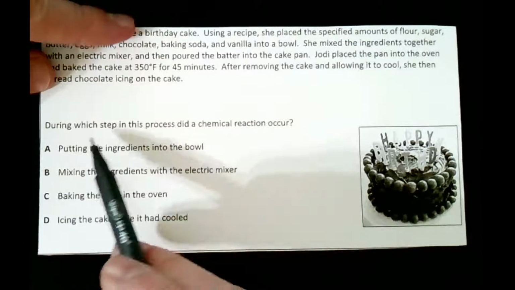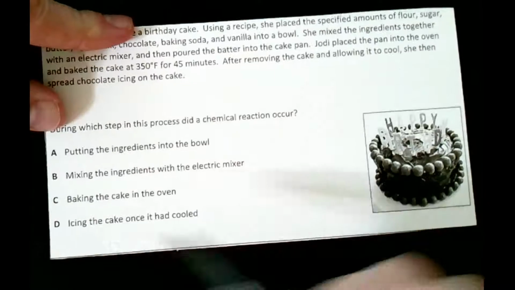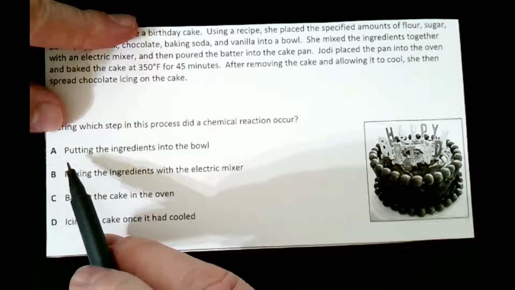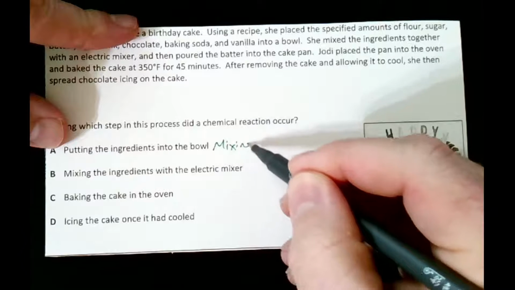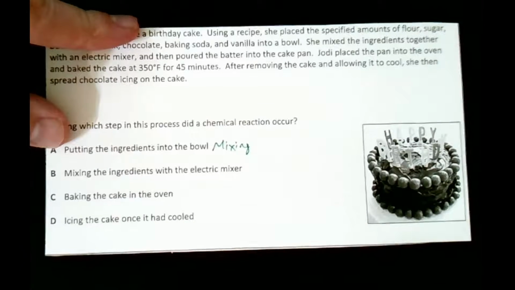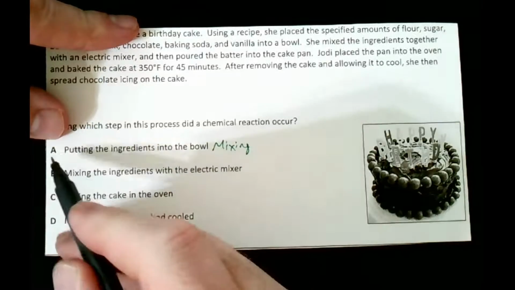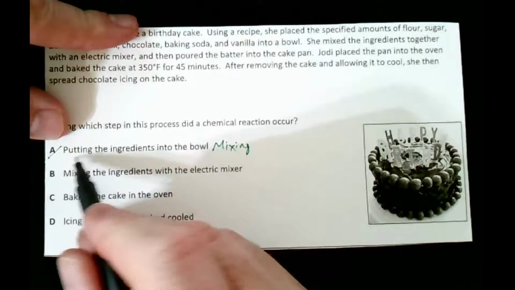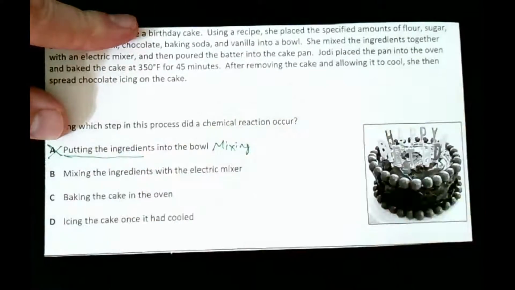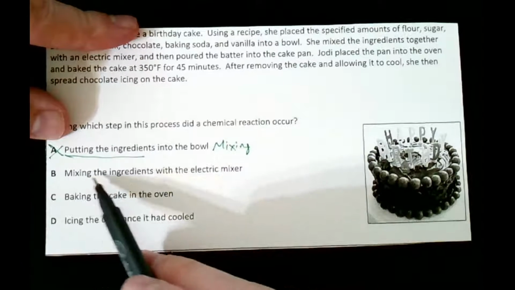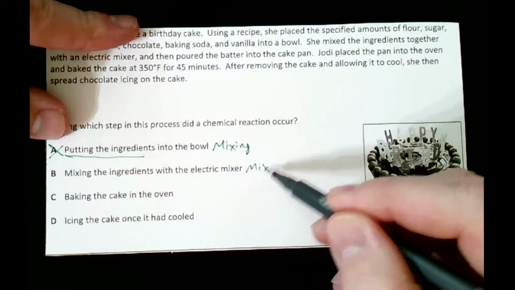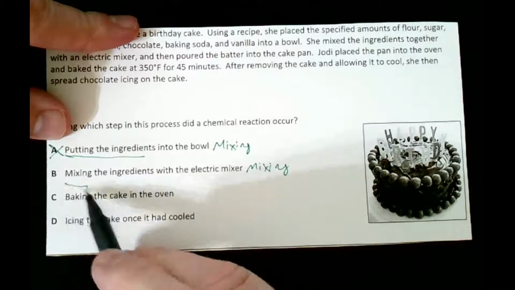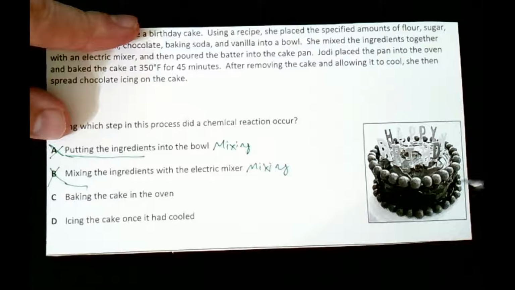Okay, so during which step of the process did a chemical reaction occur? A, putting the ingredients in a bowl. So we're just mixing. Did any of those indications occur, like color change, gas, light, temperature? No, it did not. Because we're just mixing. We're putting them together. So no. Mixing the ingredients with an electric mixer. So again, we're just mixing. We're not really doing anything. No indication is present. Baking the cake in the oven.